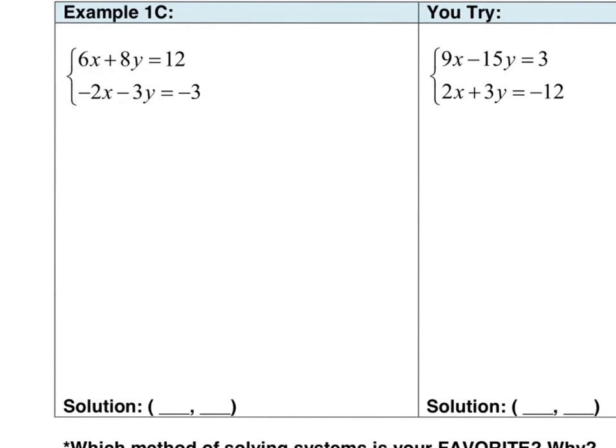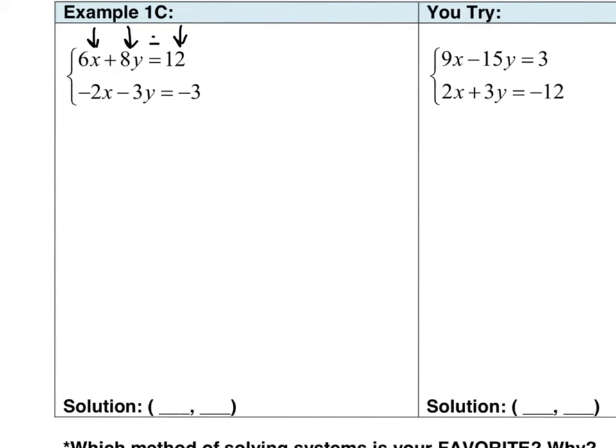Alright, last example. So far, in example 1, we could add the equations together and a variable would cancel out. In example 2, we just had to subtract. Now let's see what happens in this problem. Looks like everything's stacked up. I have 6x and minus 2x, and I have 8y and negative 3y. It doesn't look like if we add or subtract these that anything's going to cancel out.